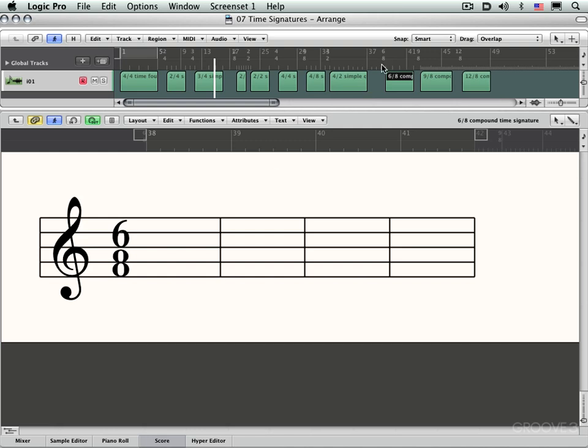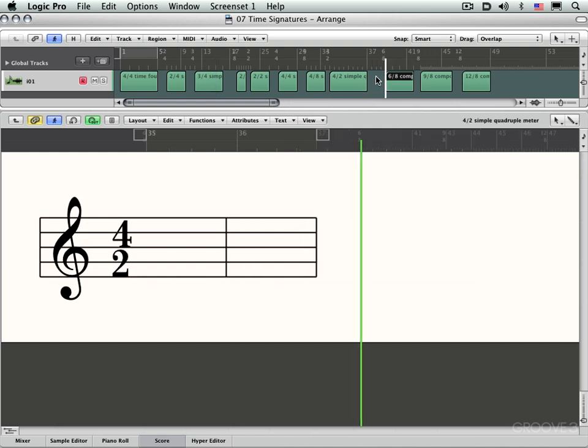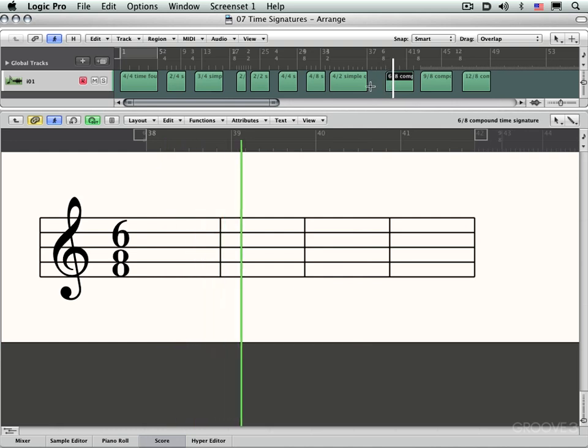So let me play this for you. 1, 2, 3, 4, 5, 6, 1, 2, 3, 4, 5, 6. So you notice that the top number is 6, which is the number of subdivisions, but the actual pulses are 2. It's like 1, 2, ta, ta, ta, ta, ta, ta. So there's 2 strong pulses, each one divided by 3. So that's what makes it compound, the fact that they're divisible by 3.